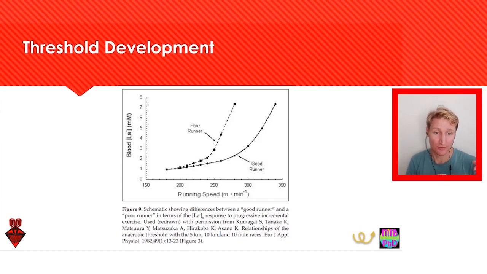The other thing is, the good runner has a really shallow curve. So they're going to hit their threshold later, like at a faster speed. And also when they get there, they're going to be able to exercise at that threshold or slightly above for longer because the rate at which lactate starts to accumulate is a lot slower. So that all comes back to their aerobic fitness.